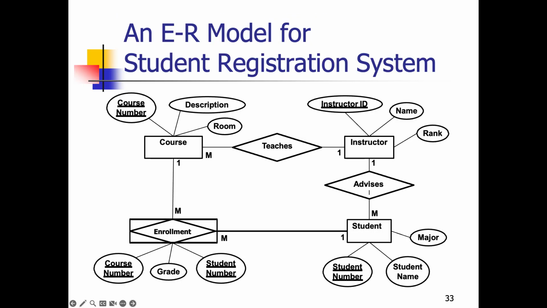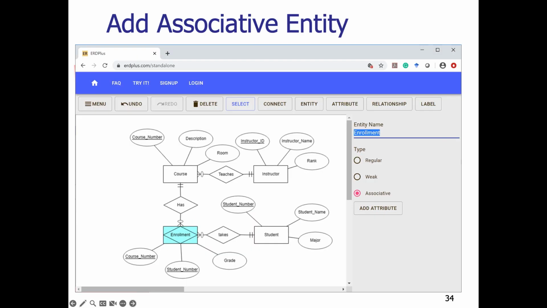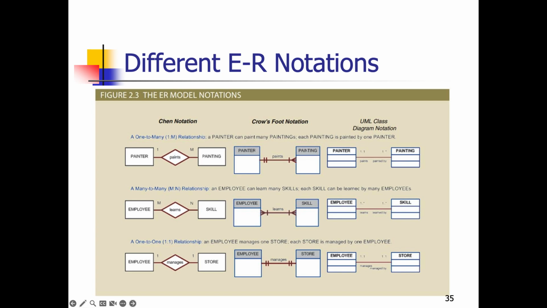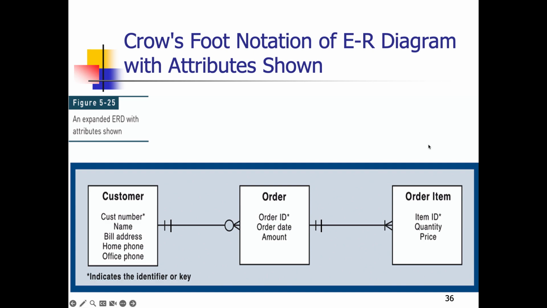But is it clear why it is not an attribute now? Okay. And here I put some slides for different ER notations that you may see outside, like the Chen notation we are using, the crow's foot notation, or for example, the UML class diagram. Here again is just the crow's foot notation.